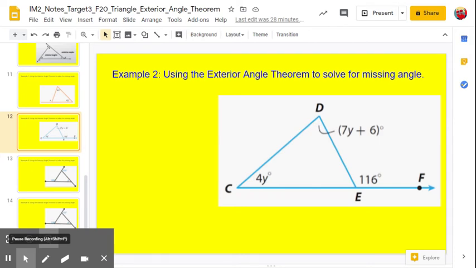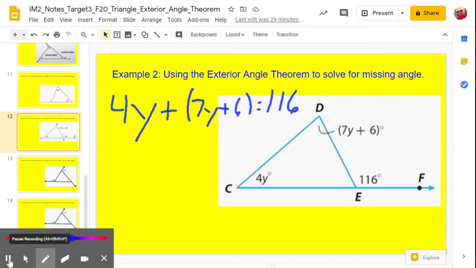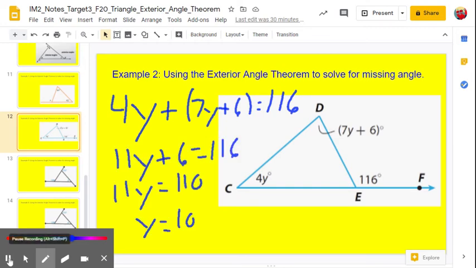So on this one, I would like you to just write an equation for me how you would solve for y. What would be the equation to solve for y? So our equation should be 4y plus 7y plus 6 equals 116. So the 4y and the 7y plus 6, those are our remote interior angles, and the 116 is our exterior angle. So we can solve for y now.